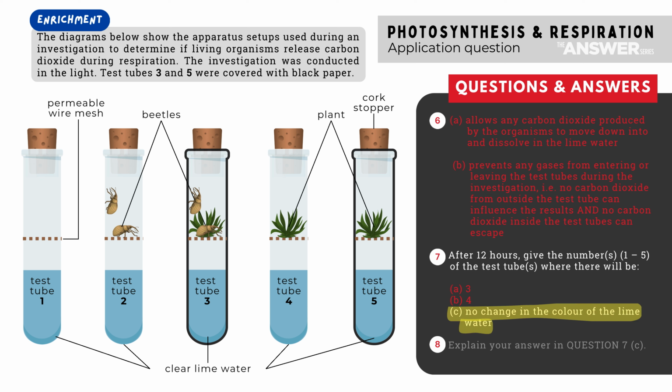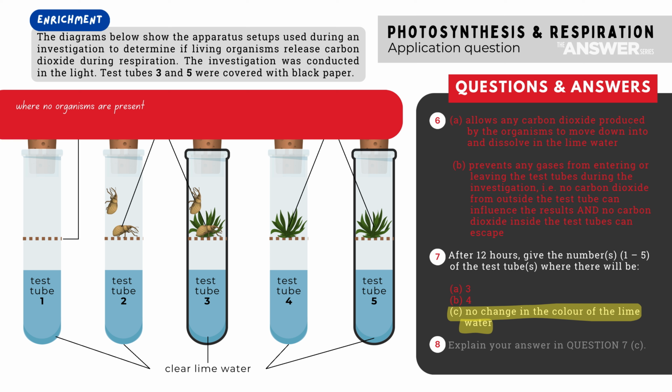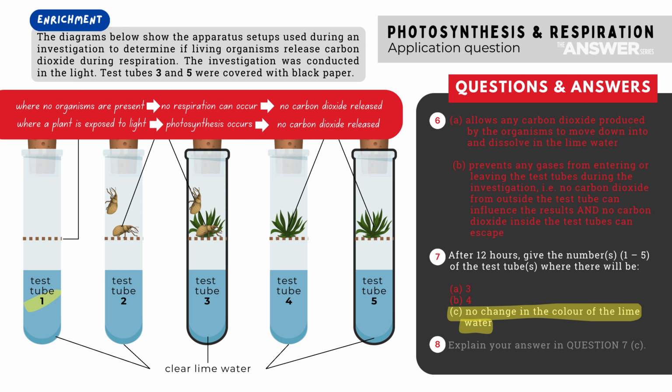And then question C, where there is no change in the color of the lime water, will be in any test tube where firstly no organisms are present, because then there's nothing to actually perform respiration and release carbon dioxide. So that means, test tube 1. Also, the clear lime water will not change color in any test tube where carbon dioxide is not being released but absorbed. In other words, where there is only a plant present that is exposed to light and therefore performing photosynthesis that absorbs carbon dioxide.